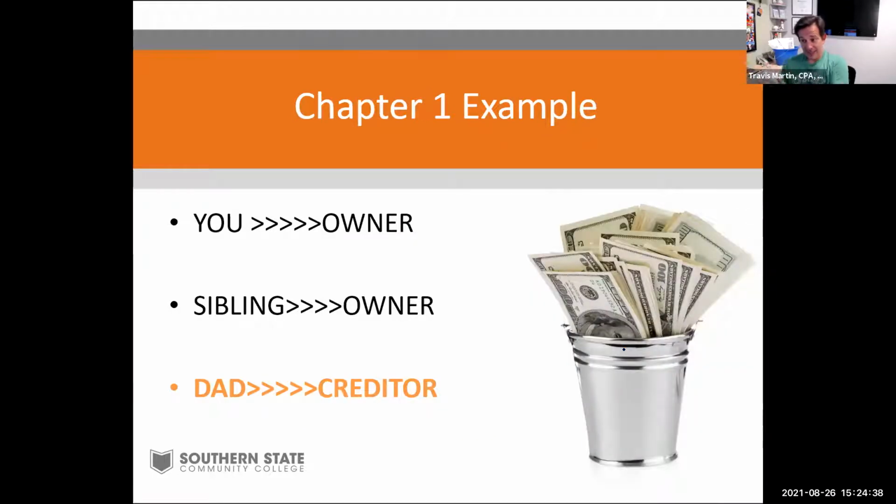So to kind of continue that, I'm an owner, my sister's an owner, and now here comes Dad. Dad says, you know, I've heard about the money bucket. I want to loan you all some money. You're such responsible kids putting this bucket of money by the door, and I see no problem with lending you some of my money. Now, Dad's not an owner. He's a creditor. He wants to be paid back.